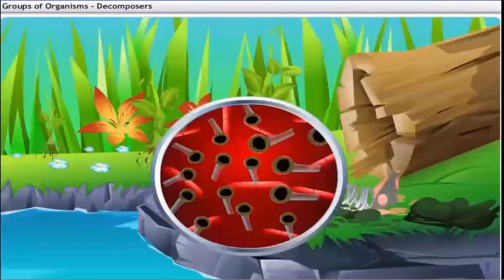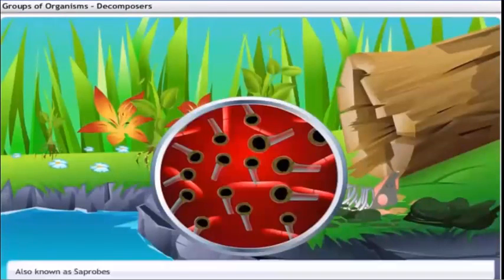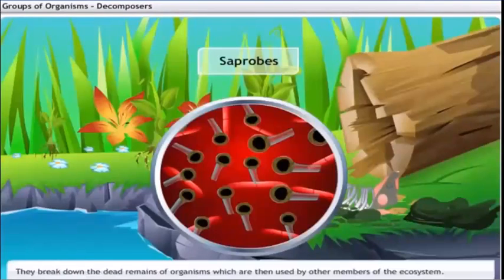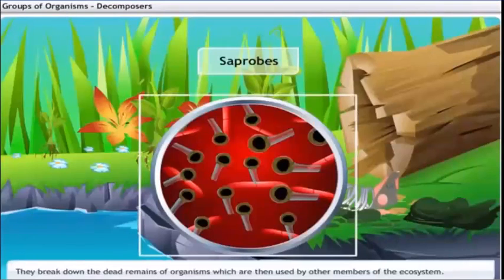Let me sum it up. Decomposers are also known as organisms of decay or saprobes. They are microorganisms that break down the dead remains and waste products of organisms that can be used by other members of the ecosystem. Bacteria and fungi are examples of saprobes.